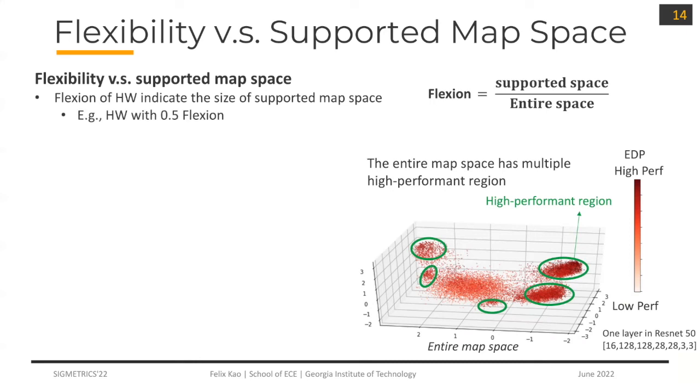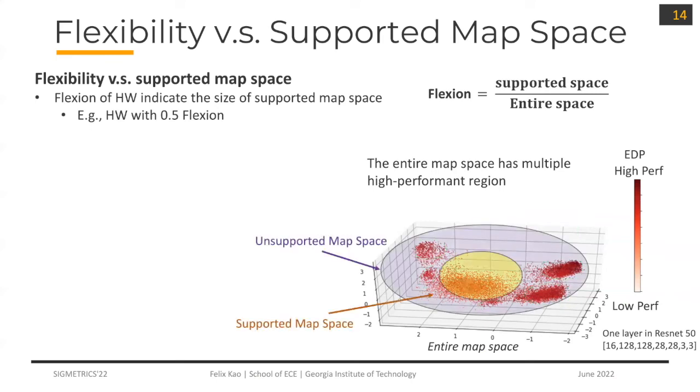Now let's assume we have a hardware with 0.5 flexion. Then what it means could be like this. The yellow part is the supported 50% of the map space. Potentially, the supported map space might not be large enough to cover some of the high performance regions. Larger flexion has a higher chance to cover the high performance regions.